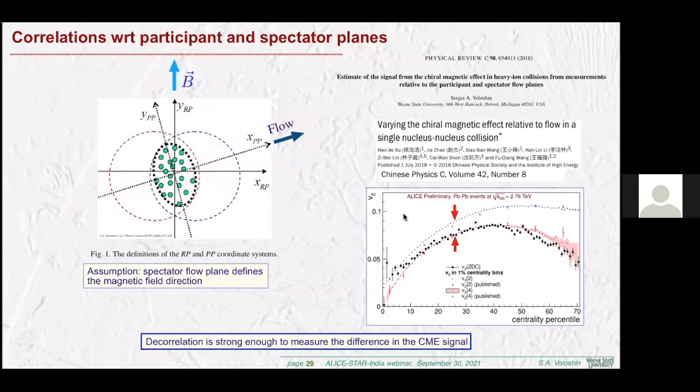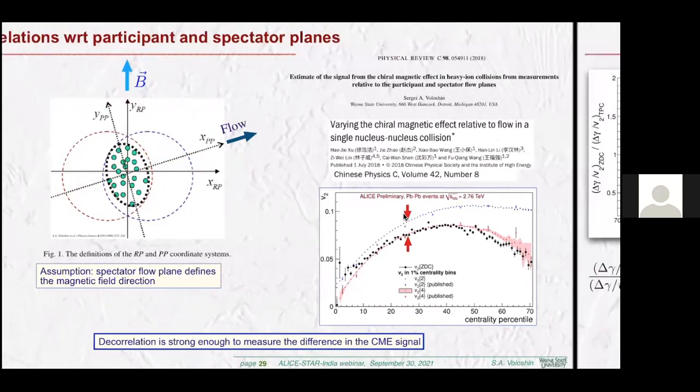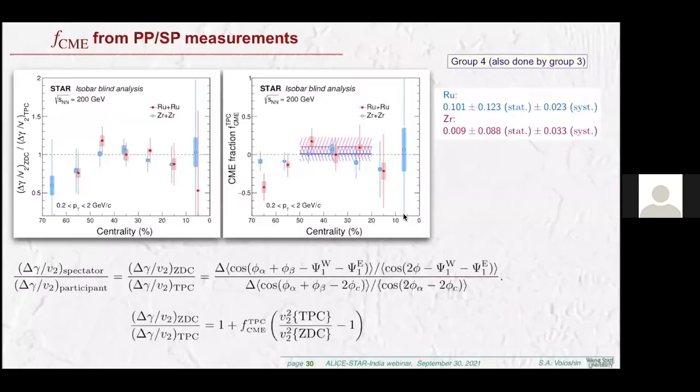It was measured by STAR before, but this is a slide from ALICE. Both of them are qualitatively the same. This difference between those planes leads to a difference in V2 of about 10 to 20%, similar to the difference in the chart. And you can play on it, which is discussed in more detail. Again, instead of two isobars, what you do is construct the same or a similar double ratio, but using the spectator plane and the participant plane.